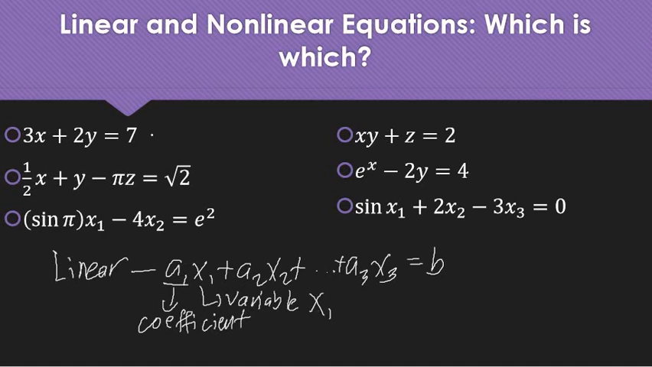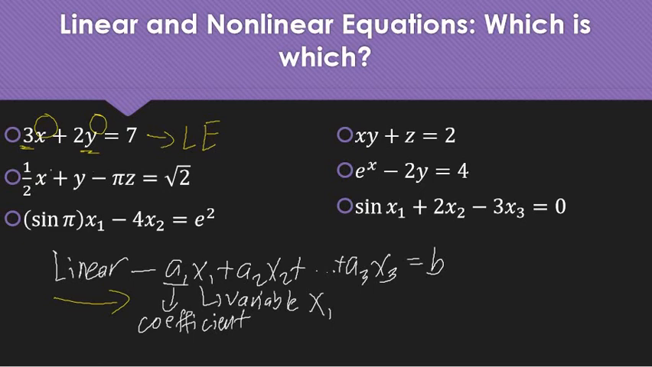Alright, so we have the first one, 3x plus 2y equals 7. So let us see. Following our format here, we have 3x plus 2y equals 7. Their exponents is obviously 1. So we don't have much of a problem there. It follows our format. Therefore, this is a linear equation.